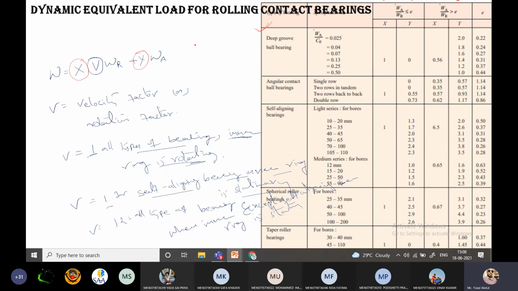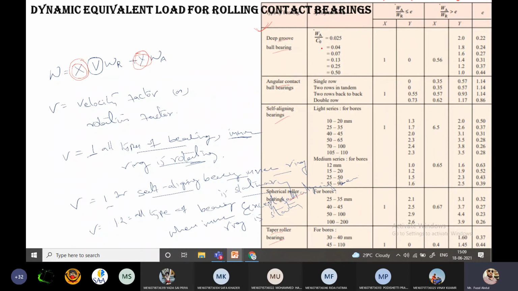Solving the answer is not difficult, but selecting the correct values is very important. See how simple the equation is: W equals X V WR plus Y into WA. But the important thing is selecting these X and Y values. Based on the question statement, whether it is a deep groove ball bearing, angular contact bearing, self-aligning bearing, spherical roller bearing, or taper roller bearing, a lengthy table is there, and I have taken only half of it.